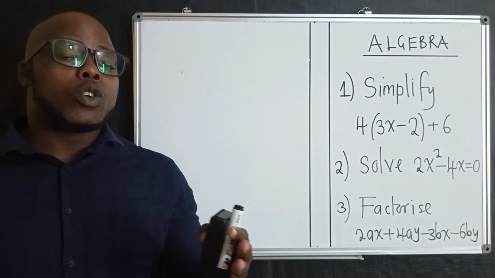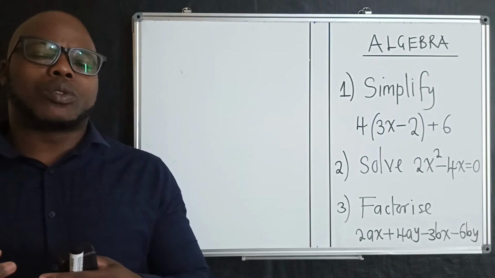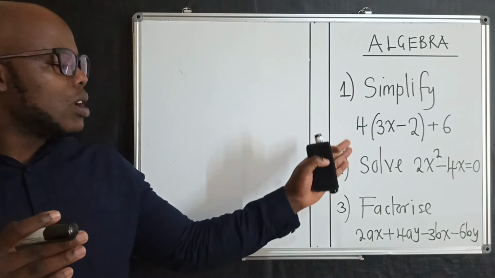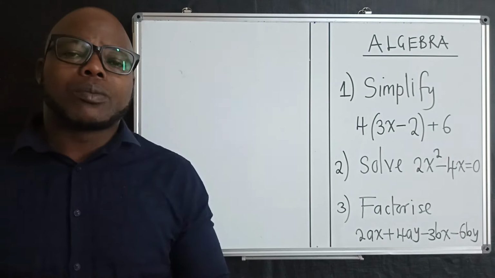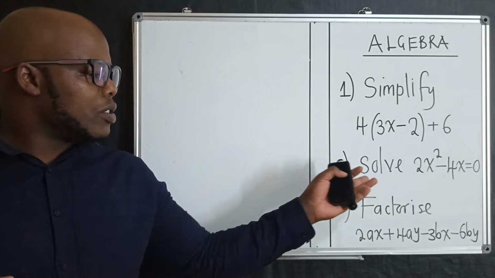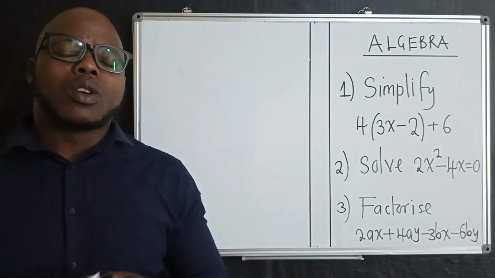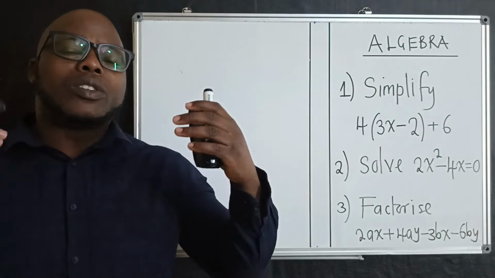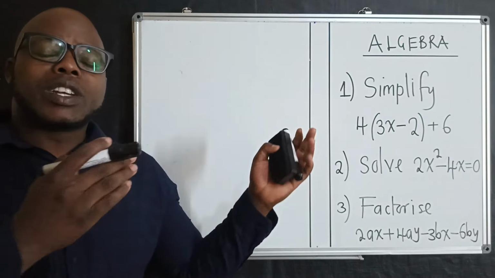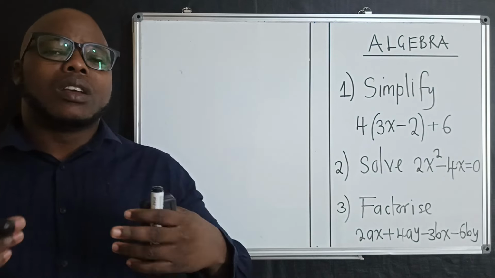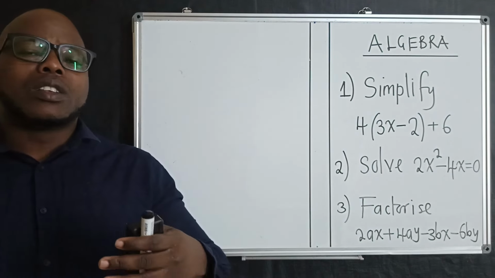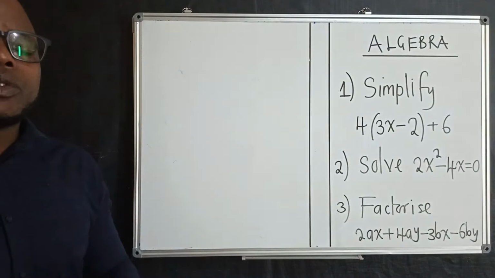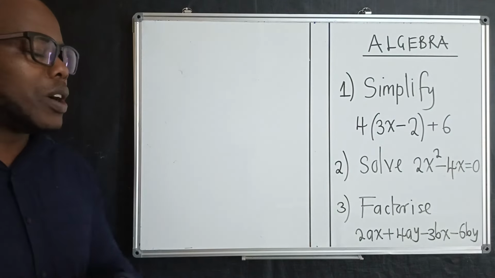I've got a question, or should I say three questions with me right over here. You can see the questions. We've got question one, question two, and question three. So how do we simplify, solve, and factorize? One more thing you must keep in mind is that whenever you see these three terminologies, simplify, solve, factorize, just know that we're dealing with algebra. Okay, so let's start with the first question where they're saying simplify.